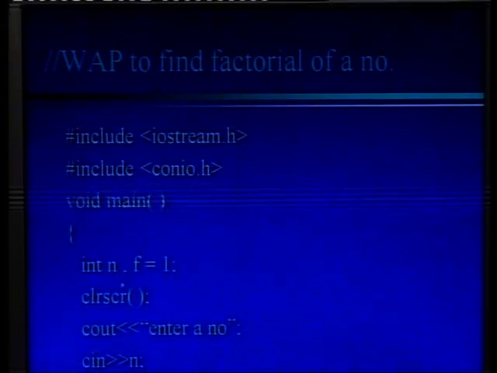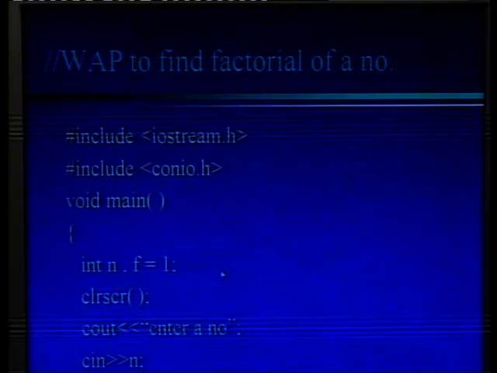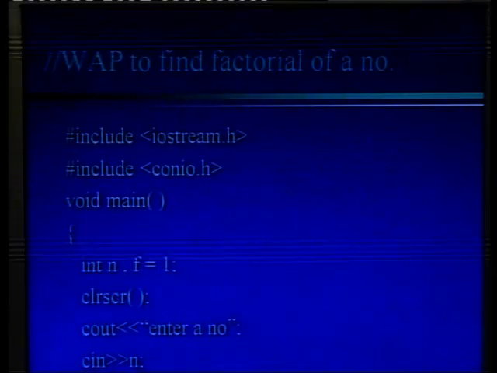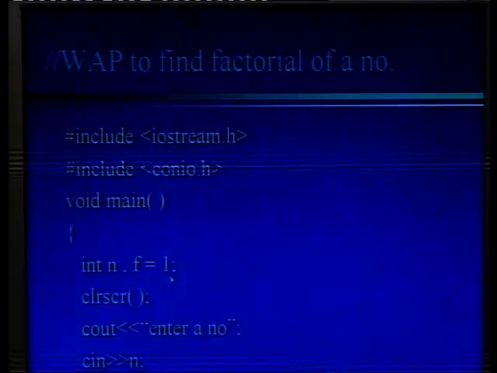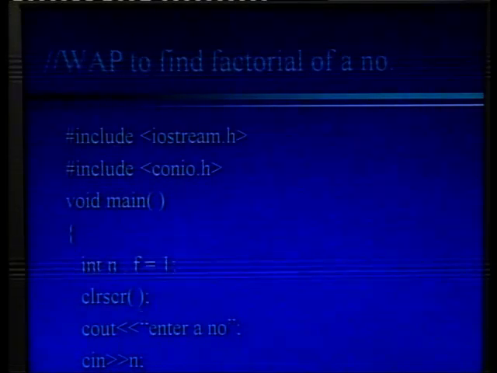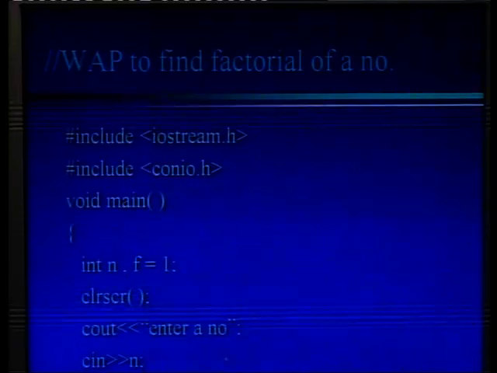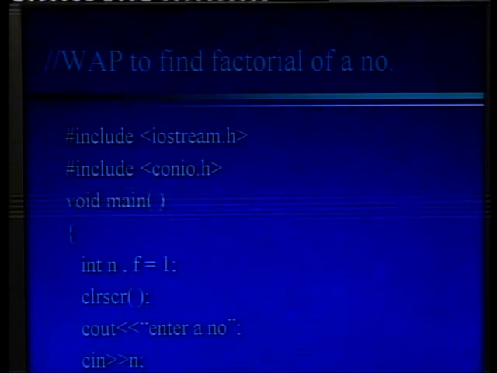In the main function, I have declared two integer type variables, n and f. N is a variable to enter a number, and f is used to store the result. I have initialized the value of f to 1. With the help of clear screen, it will clear the output screen. Then with the help of cout, I will print a statement, enter a number, and with the help of cin, a number is entered in n.